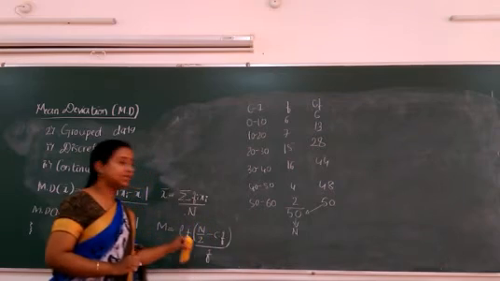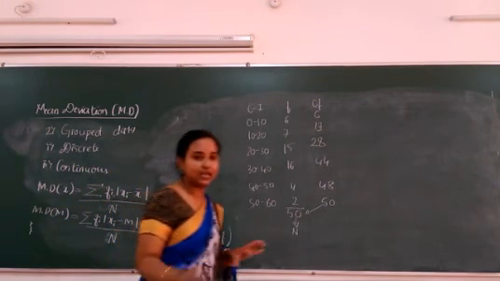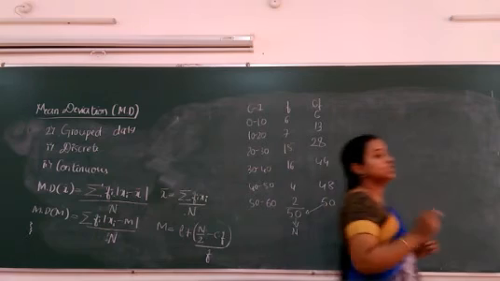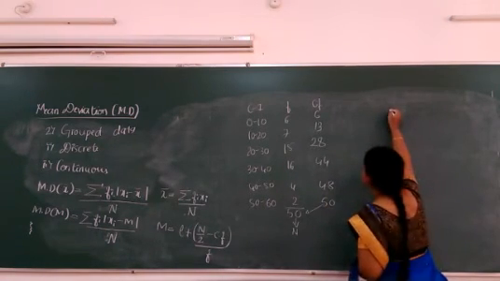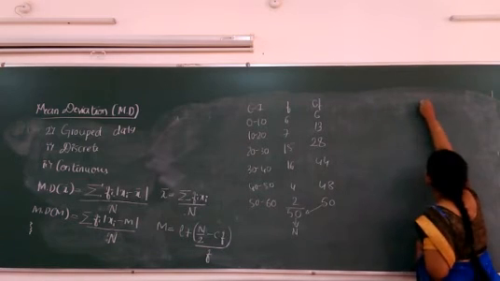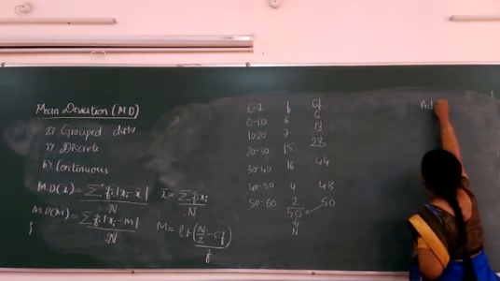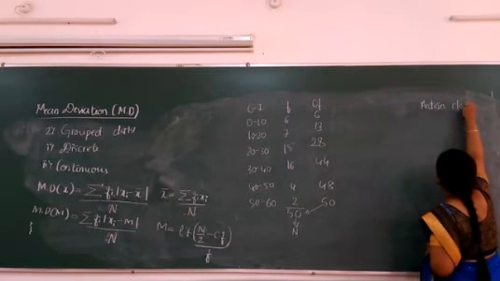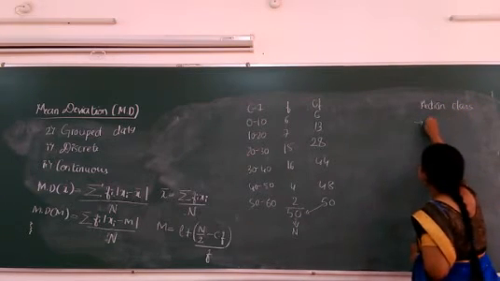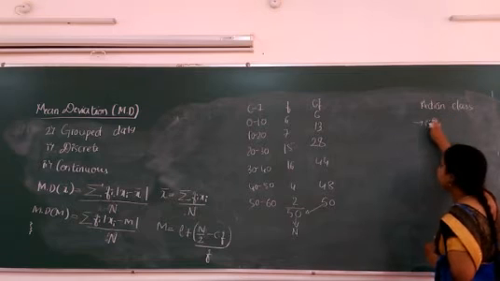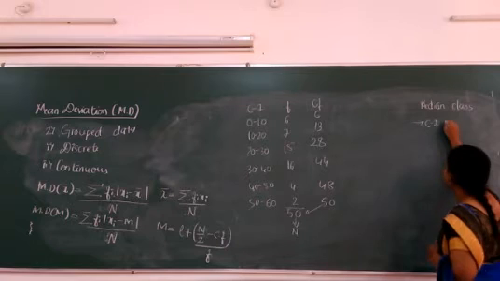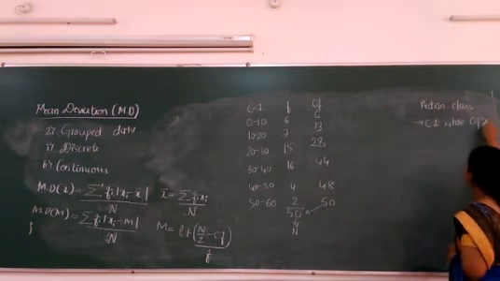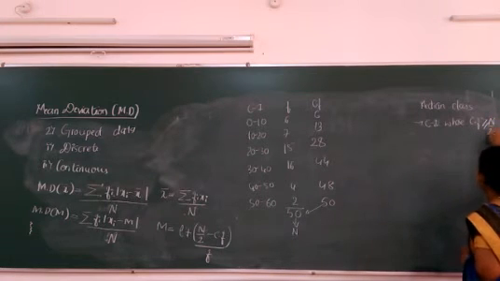So now to calculate all these, let us go to one more step. Before calculating the median, you should know the median class. I'll just write for you what this median class means. The median class is that class interval, in short form I'll write class interval as CI, whose cumulative frequency is greater than or equal to n by 2.